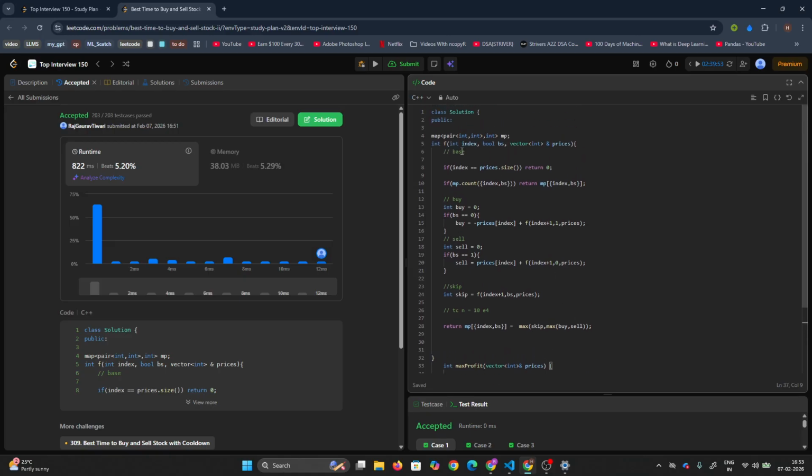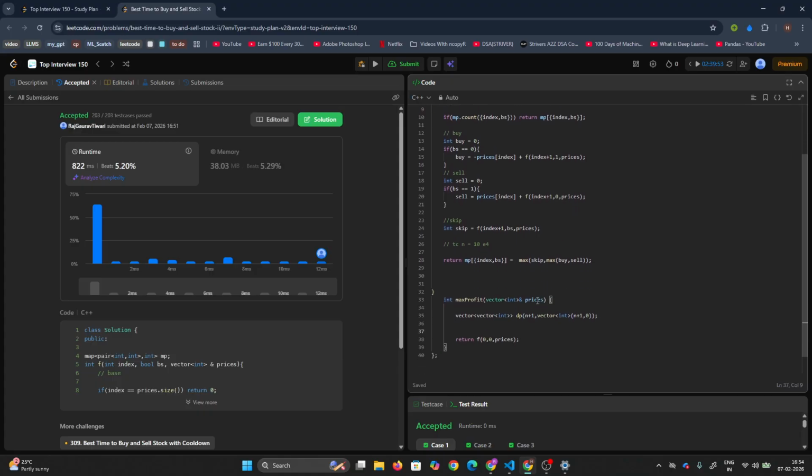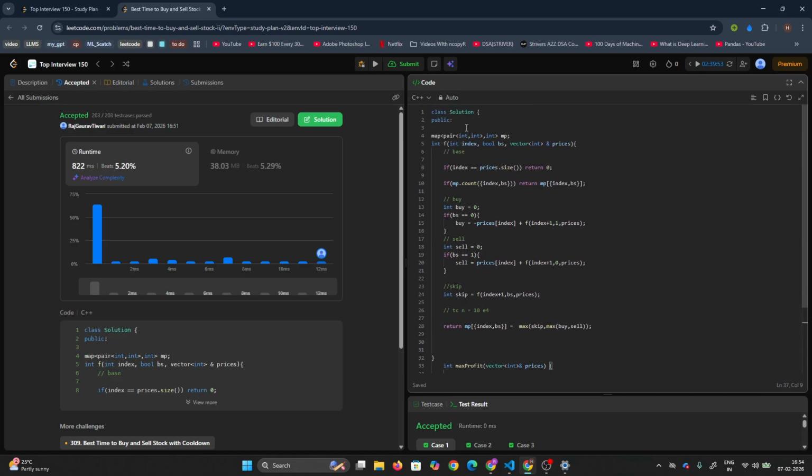So how is our index moving? In recursion you can see that we are always calling the value of index plus 1. So we need the future value in order to compute what is at present. This gives you a hint about how we would be computing this. We are calculating all the possibilities of index and buy state.